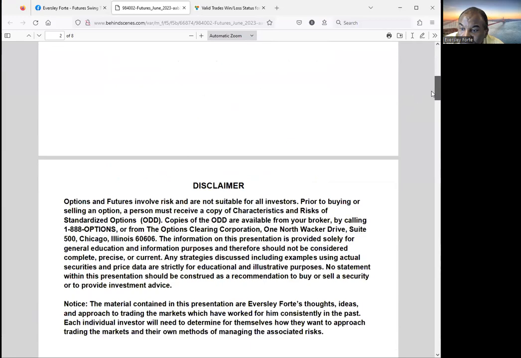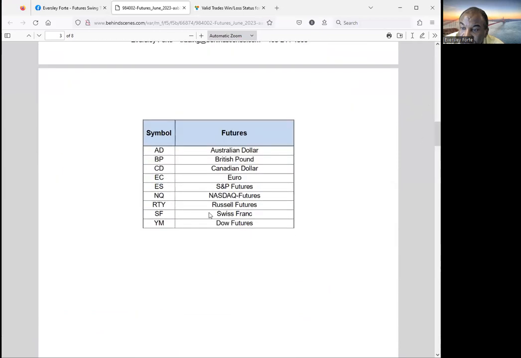What I wanted to do first was show you some of the markets we trade. With futures, this is what we trade: Australian dollar futures, British pound, Canadian dollar, euro, S&P, NASDAQ, Russell, Swiss franc, and Dow futures. These are the only ones we trade, because these all have micro future contracts available. They're 1/10 the size of the full size contracts, which means from a realistic point of view, most people can afford to actually trade these.